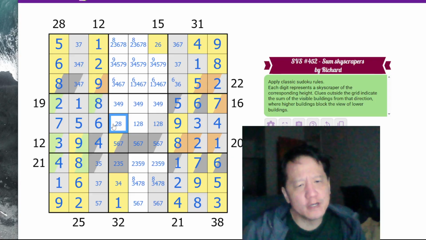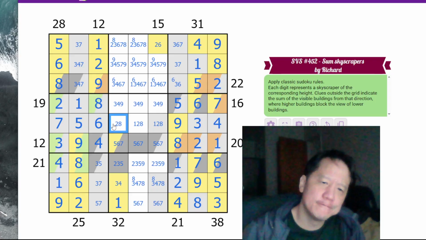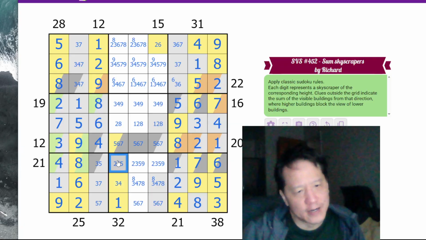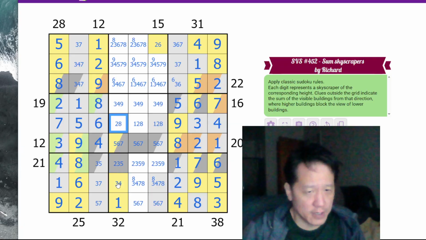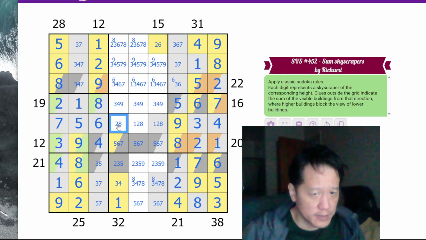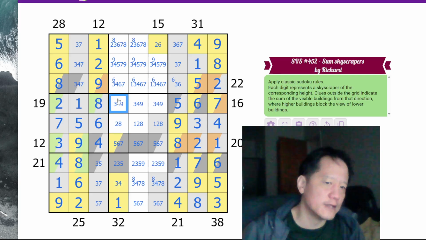Can this ever be 8? Maybe? It would have to see all of these digits, right? So then you'd have to see 1, 3. This would then be 5. Because we have an 8 here, it would be 1, 3, 8. This would be 9 then. And it would be missing 4 and 7.